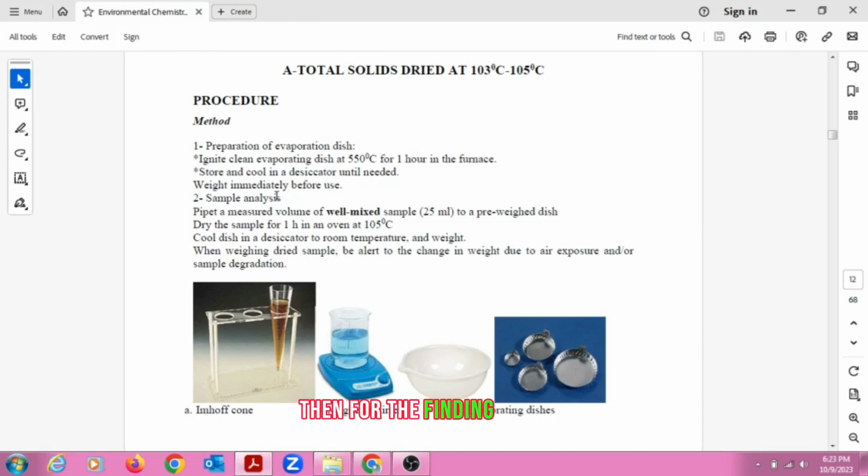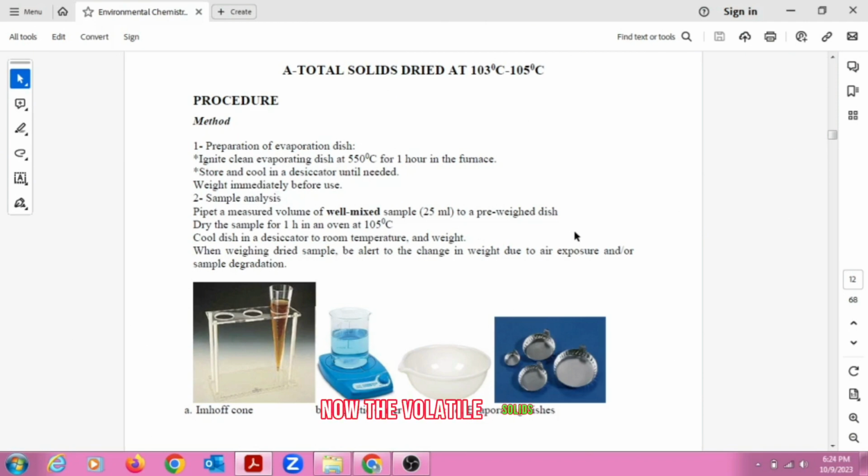Then for finding the total dissolved solids, you take a filter paper and filter the sample. Whatever solids are on the filter are the total suspended solids, and what passes through the filter is called the total dissolved solids. You take the beaker's initial weight and final weight, which gives you the total dissolved solids. In case of suspended solids, whatever portion remains on the filter is your total suspended solids, so you take the initial and final weight of the filter.